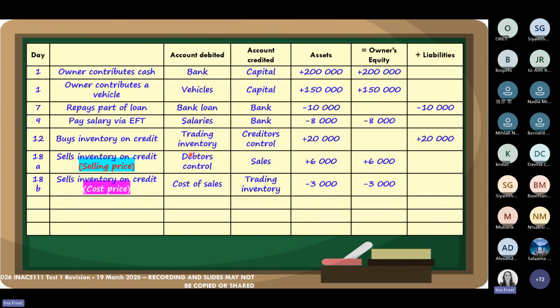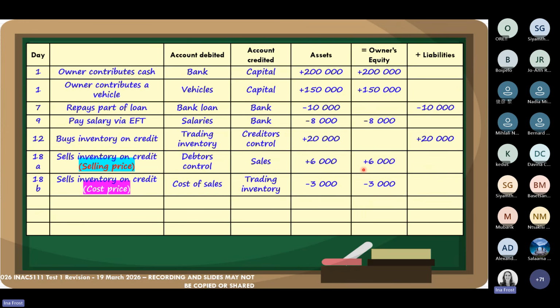The next one, here we are selling some of our inventory. And remember, when we sell inventory, we've actually got two entries that we need to make. The first entry, we're going to record the actual sale, and this was again a credit sale. So it's going to impact our asset called debtors and our income account, sales. And both of these are increasing.